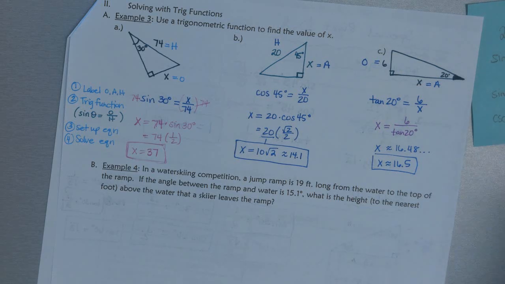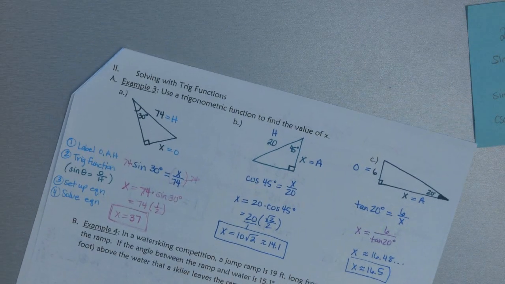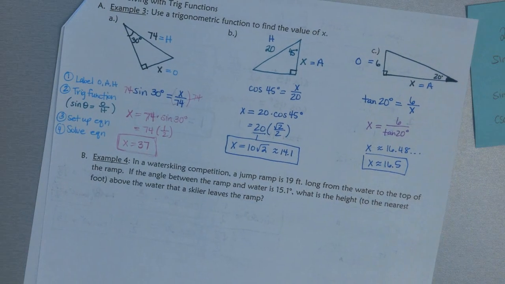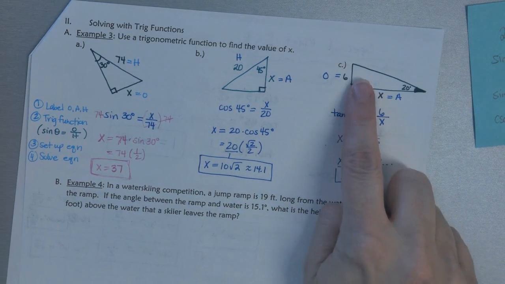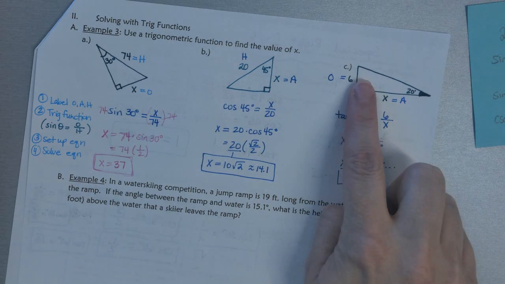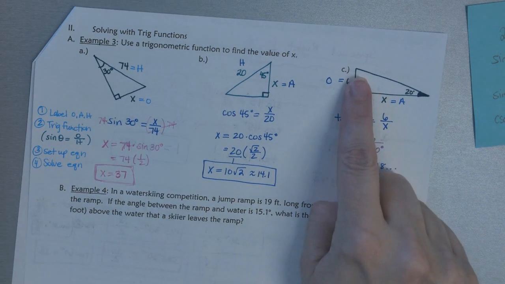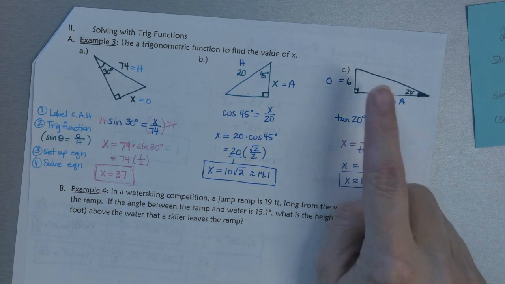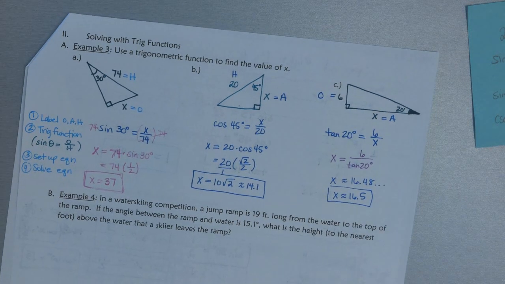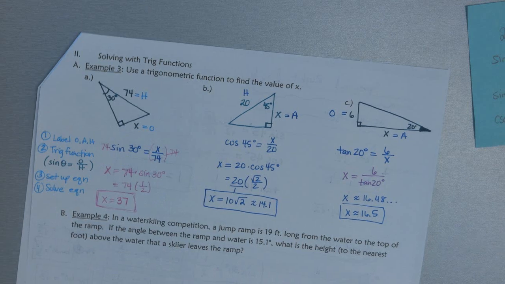Libby, if you wanted to avoid doing that step, could you just find the other angle and then use that one? Oh, yeah, you can do the tangent of 70 equals x over 6. Yeah, absolutely. For all of these, you could find the other angle and do it that way. Okay?